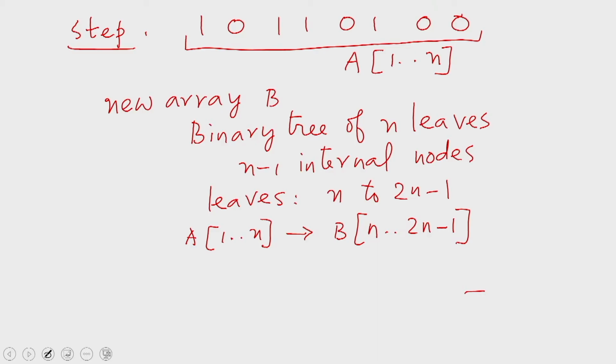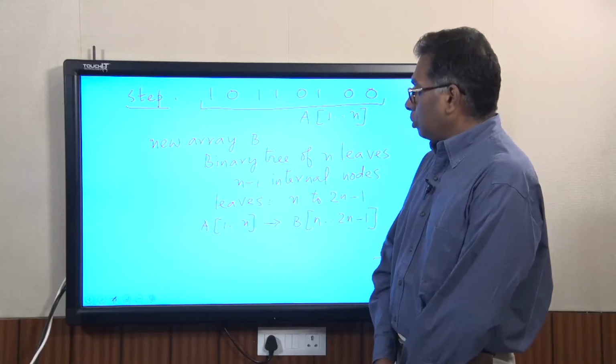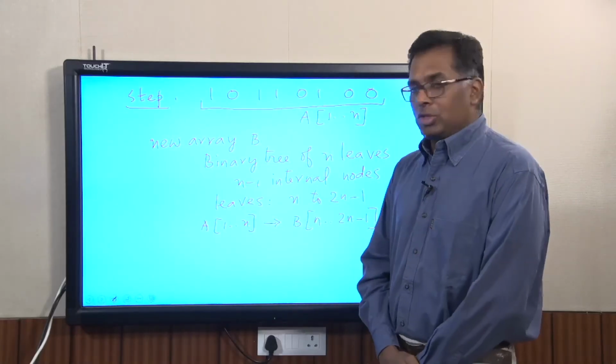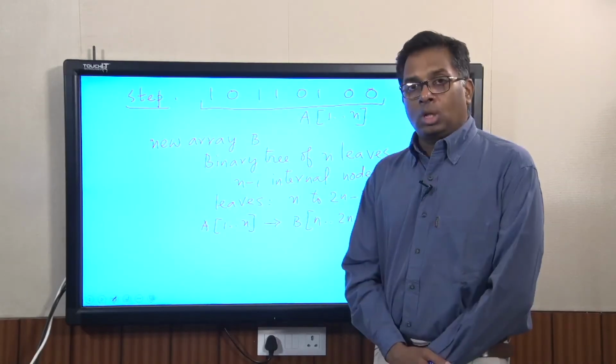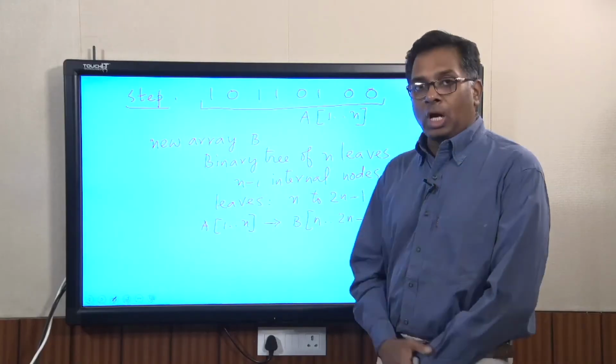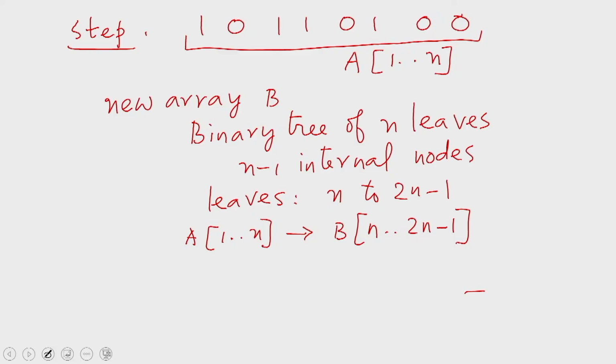This copying can be done in order 1 time if you have as many processors as there are elements. The ith processor will read the ith bit, which is the ith location of A, and that will be copied into the n minus 1 plus ith location of B. The ith element of A has to be copied into the n minus 1 plus ith location of B. This copying can be done in order 1 time if you have n processors.